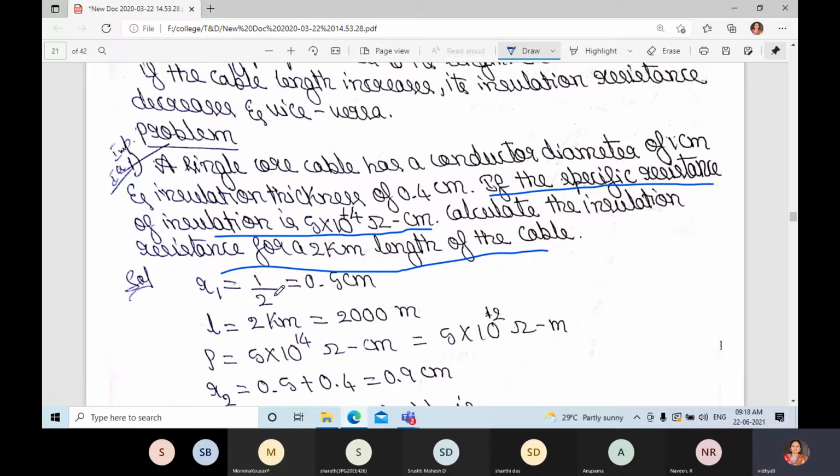So R1 is equal to 1 divided by 2, 0.5 centimeter. And what about L? L is equal to 2 kilometer, they have given. They have converted it into 2000 meter. Okay. Rho is equal to 5 into 10 to the power of 14 ohm centimeter. That can be written as 5 into 10 to the power of 12 ohm meter. They have converted centimeter to meter.